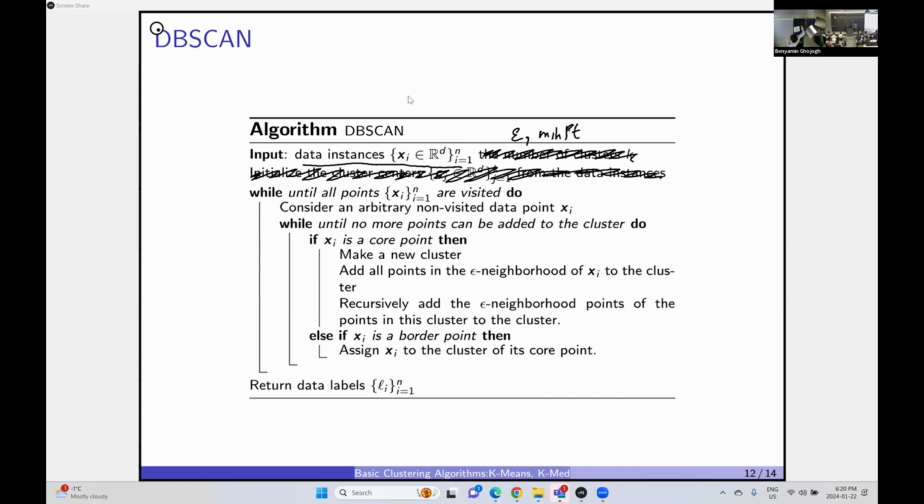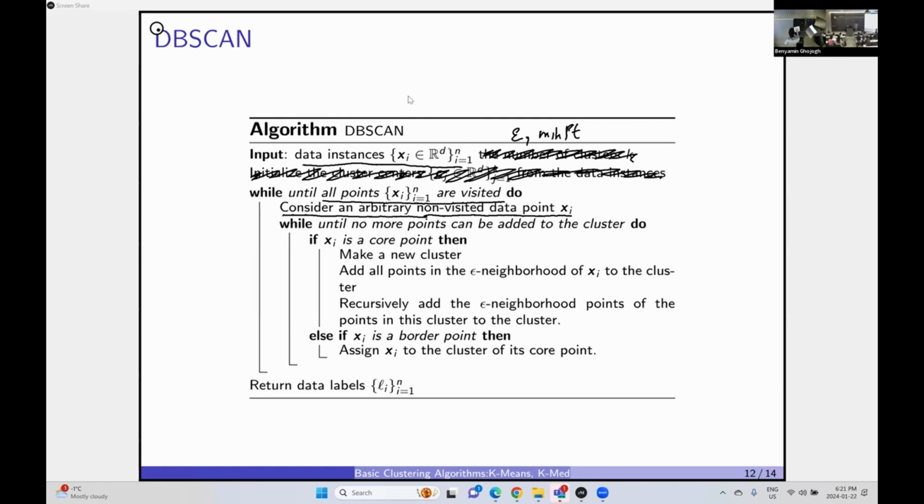In this algorithm, it's an iterative algorithm. We go from one point to every point. So we check all of the points until all of the points are visited. Have you passed any algorithm or data structures course? It reminds me of search algorithms in graphs, like breadth first search and depth first search. Anyways, in parentheses, I said that. So we want to check all of the points until all of them are visited. Then we consider an arbitrary non-visited data point xi.